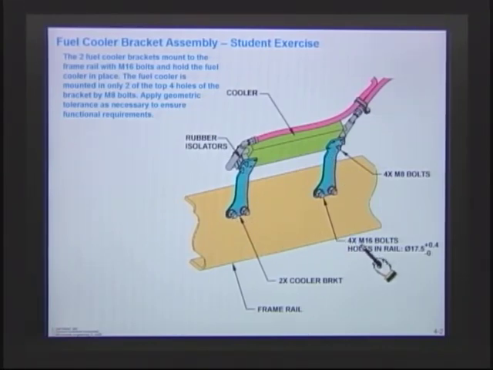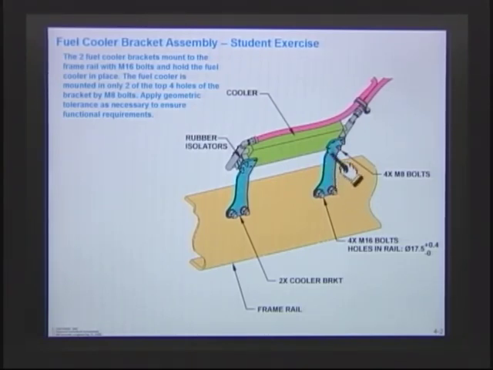The size of those bolts, those are M16 bolts, and then I also tell you what size the holes are in the frame rail. The size of the holes in the frame rail are 17.5 plus 4 minus nothing. And then where it mounts to the fuel cooler itself, we have four M8 bolts. What we're interested in doing is tolerancing this blue part over here and being able to select our datums and tolerance it so the part goes together.